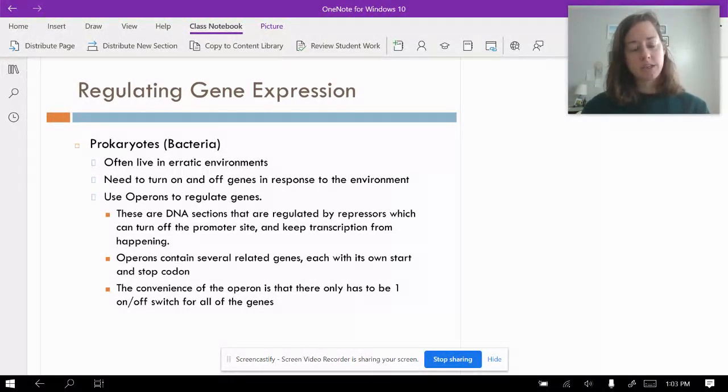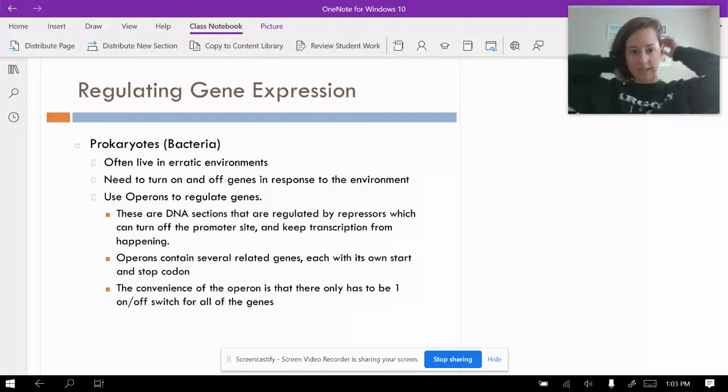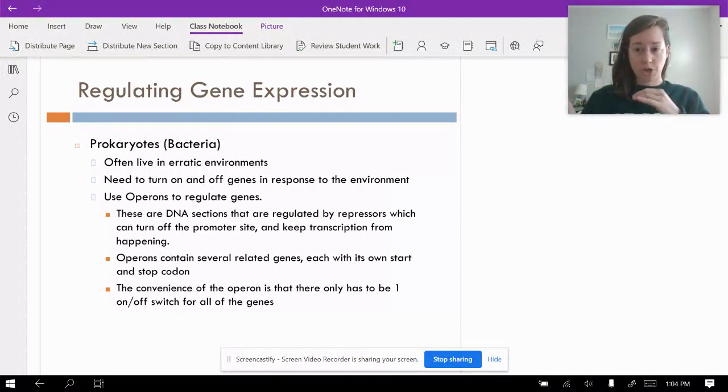So to start off, bacteria are often living in erratic and rapidly changing environments, which means that they need to have easy ways to really quickly turn off or turn on specific genes. For us, things are less erratic, so we don't usually need to be able to activate or inactivate huge numbers of genes at a certain time. We do have ways to regulate gene expression, but typically not this fast.